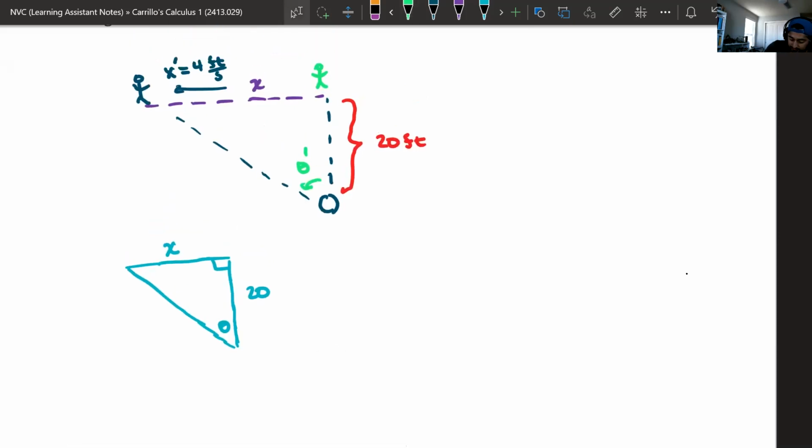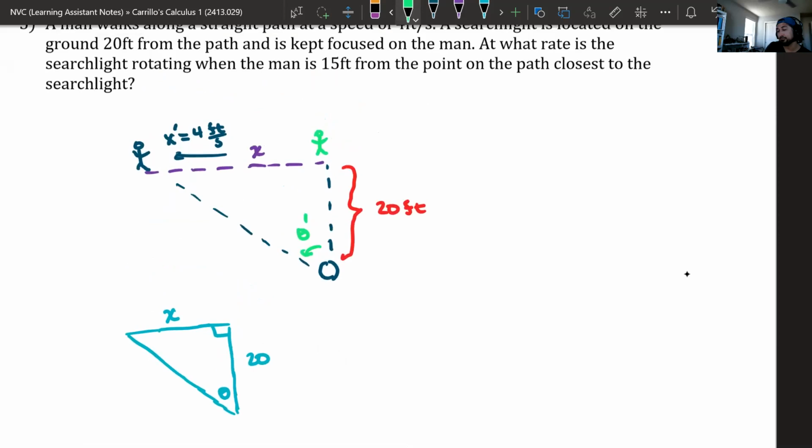Okay, so we're good, right? Yeah, we're good now. He started parallel with the lamp because that is the path closest to the lamp. Then he started walking away and the lamp was rotating, following him as he was walking. So this is saying how much has theta changed? So when x is equal to 15 feet, given that x prime is 4 feet per second.